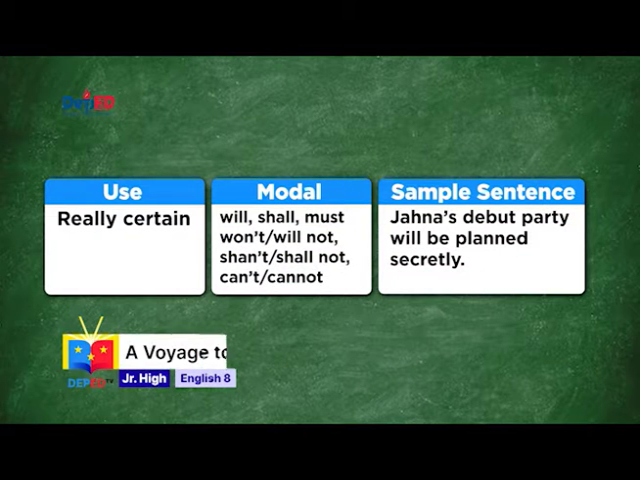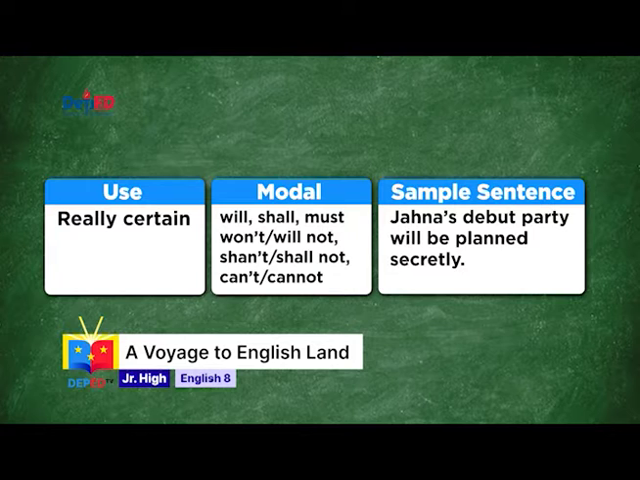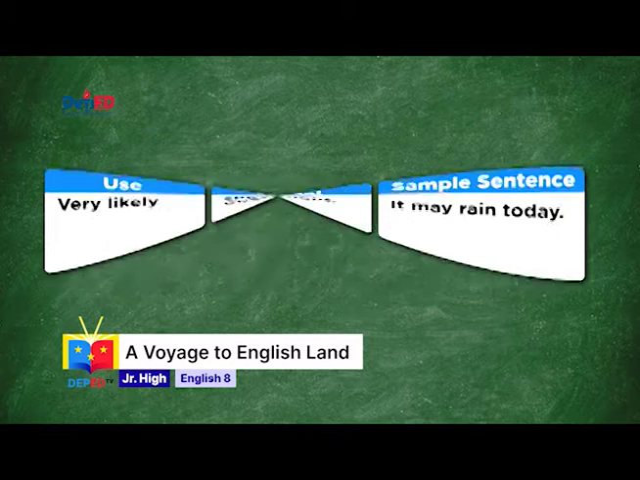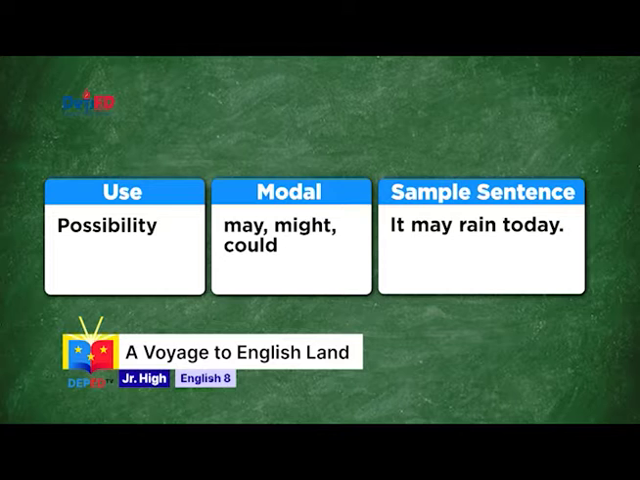Use: really certain. Modals: will, shall, must, will not, shall not, cannot. Sample sentence: Jana's debut party will be planned secretly. Use: very likely. Modals: should, ought to. Sample sentence: The traffic is not heavy. We should be there before the time. Use: possibility. Modals: may, might, could. Sample sentence: It may rain today.